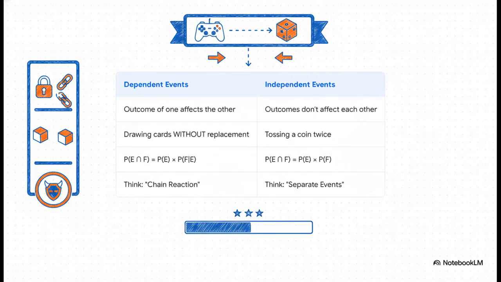And this slide makes it super clear. Look at the difference. On one side, you have dependent events, like a chain reaction. But on the other, you have independent events, like tossing a coin twice. They have nothing to do with each other. And because of that, look how the formula becomes so much simpler. It's just P(E) times P(F). So before you solve any problem, always ask yourself, are these events linked or are they separate?